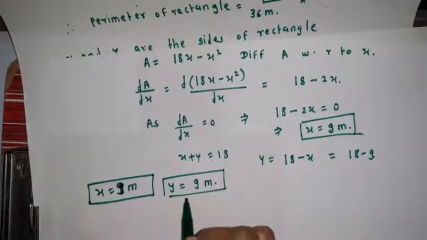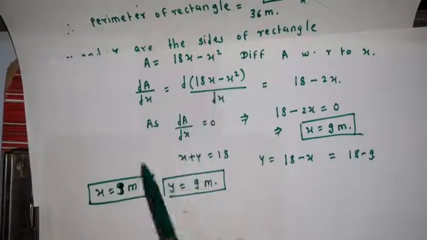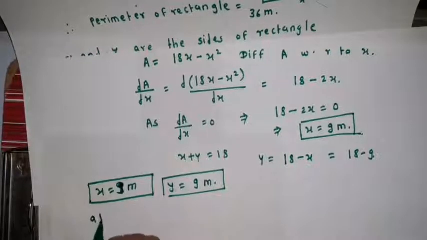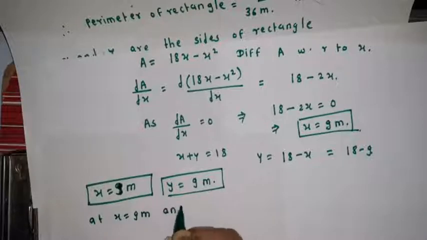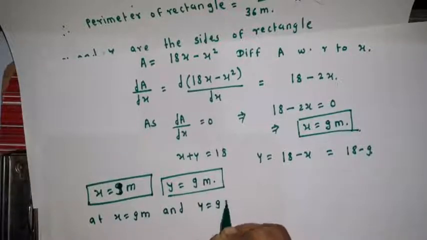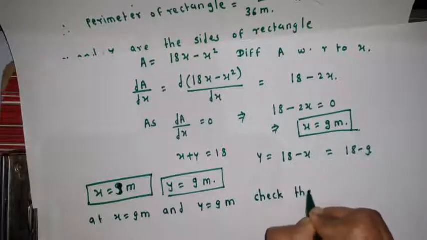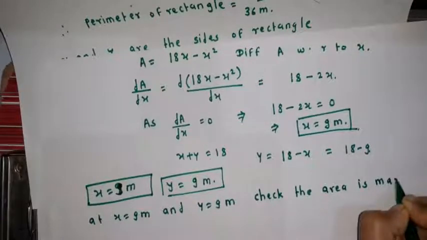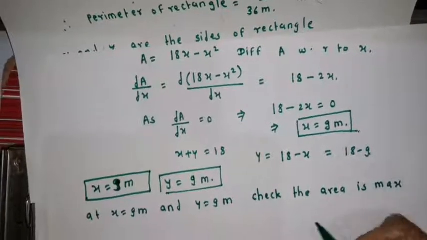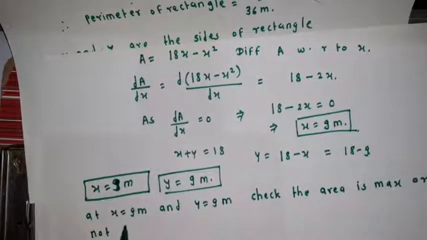Now at x equals 9 meters and y equals 9 meters, we have to check whether the area is maximum or not. Check whether the area is maximum or not by the second derivative test.